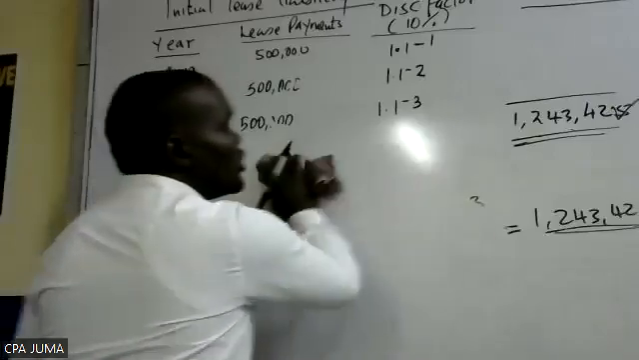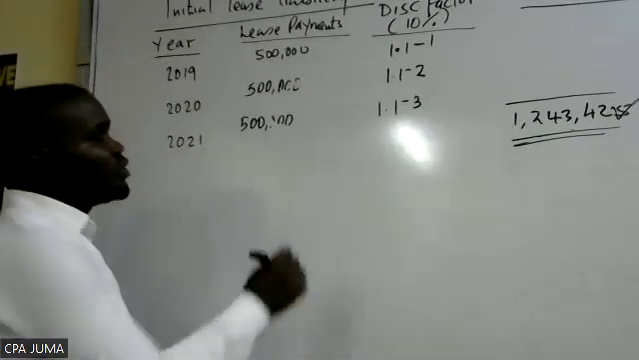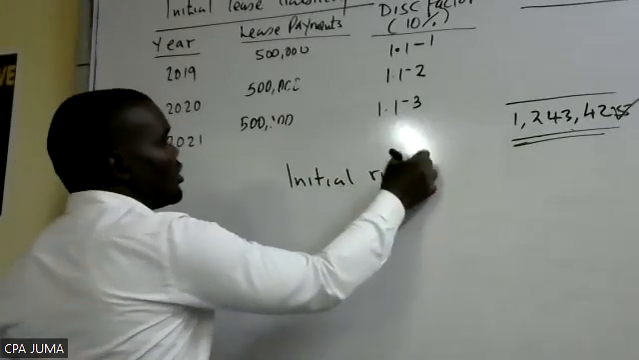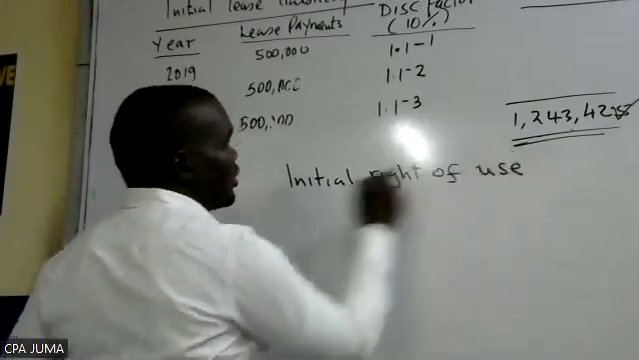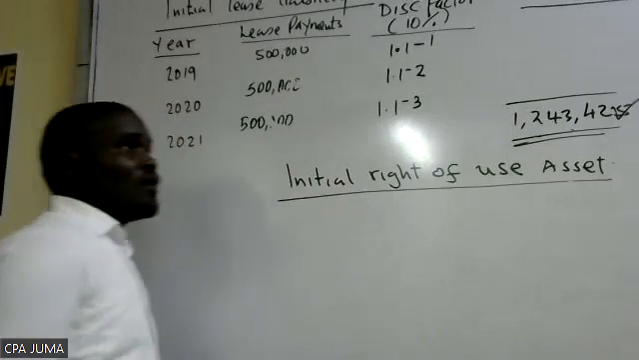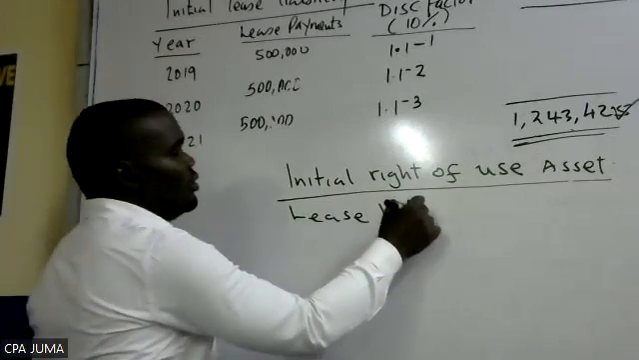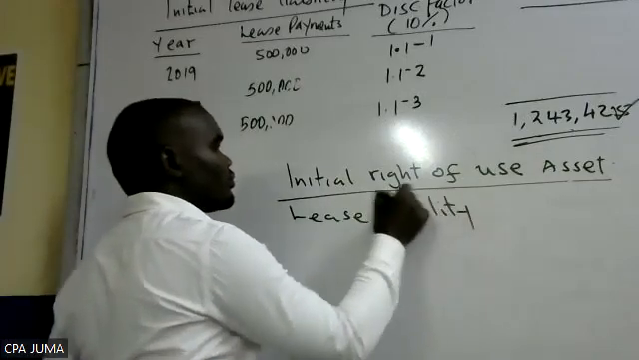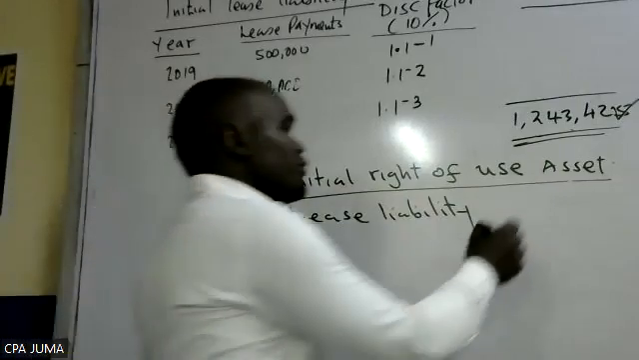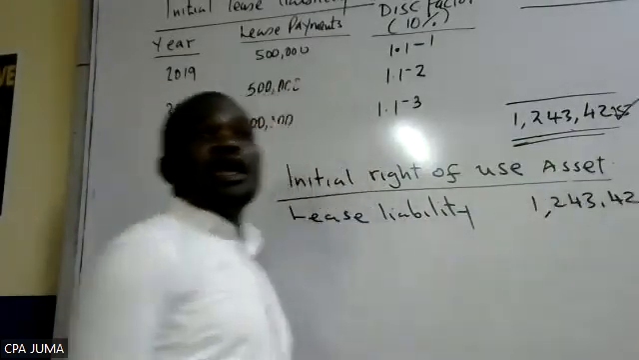So down there, you say, online, I hope we are together. Initial right of use asset. You will take the lease liability, which is how much? 1,243,425. That is what they were denying us.